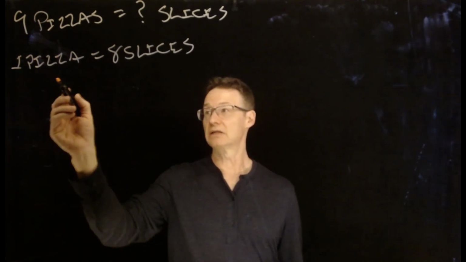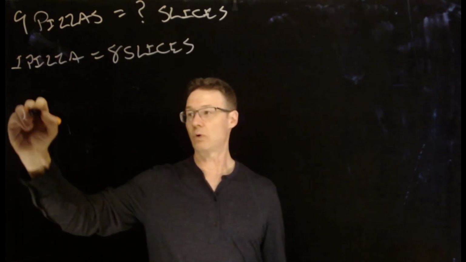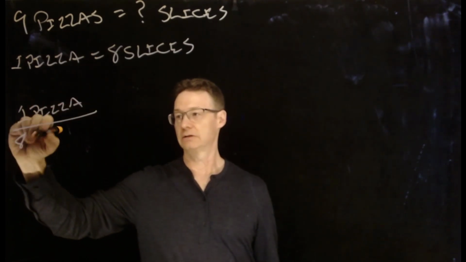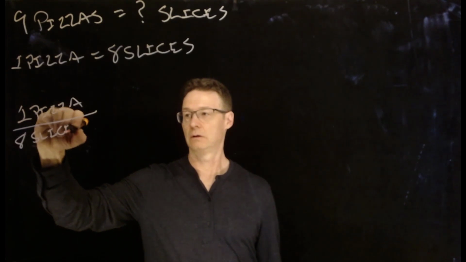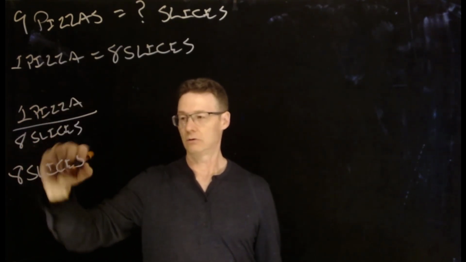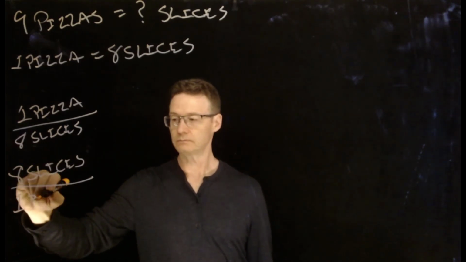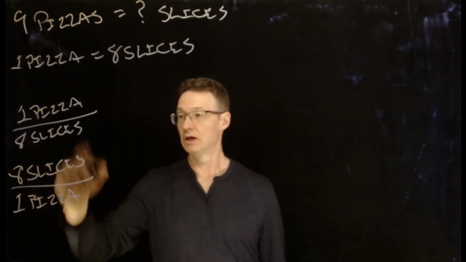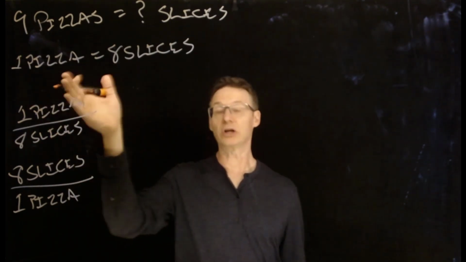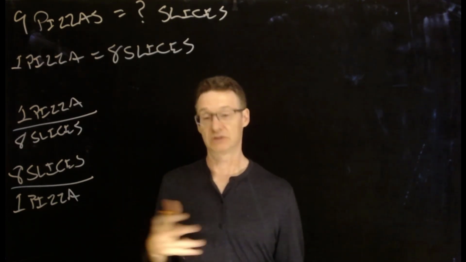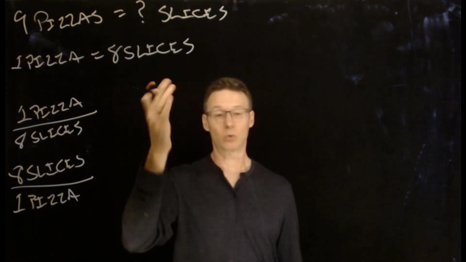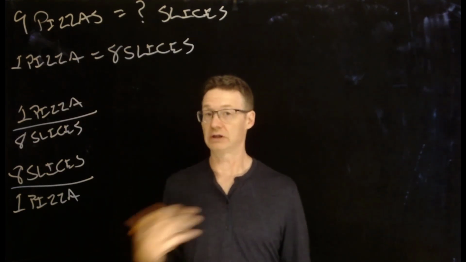Okay, which means if I put a ratio together of 1 pizza over 8 slices, or 8 slices over 1 pizza, these two ratios are equal to 1, since 1 pizza and 8 slices are equal to each other. They're equal values, same amount of pizza, but just expressed in 2 different units. 1 unit is pizza, 1 unit is slices. It means the same amount of food at the end of the day.